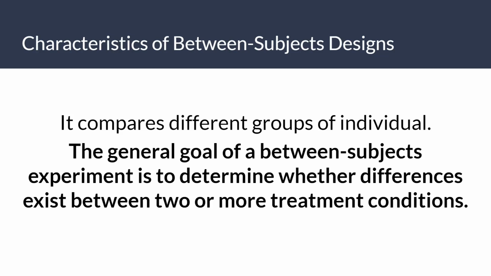The general goal of a between subjects experiment is to determine whether differences exist between two or more treatment conditions. And experimentation has been very helpful in various subfields under psychology. For example, did you know that nowadays cognitive behavioral therapy is the most scientifically supported approach in psychotherapy and counseling? It's because a number of studies in psychotherapy and counseling were able to prove that undergoing cognitive behavioral therapy is more likely to result in optimal outcomes compared to other types of therapies.